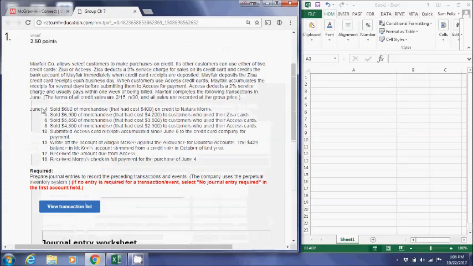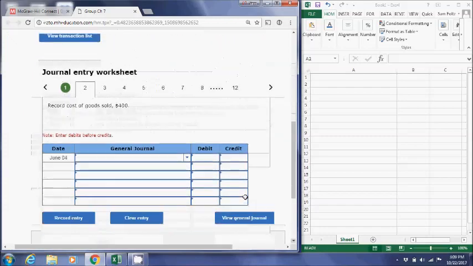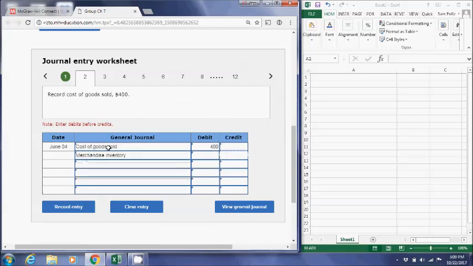We are still talking about this June 4th entry. On June 4th, we sold $650 to Natera Morris, which had a cost of $400. Remember, every sale transaction has two entries, one for the sale and the other to move inventory into cost of goods sold. So cost of goods sold is going to get our expense for $400, and we're going to take that out of merchandise inventory with a credit of $400. Cost of goods sold transactions are the easy ones. I'm going to record that entry.